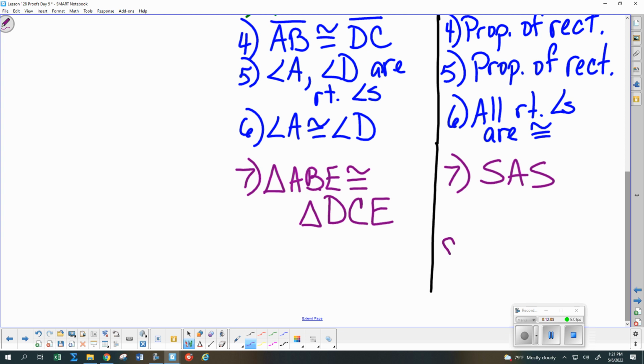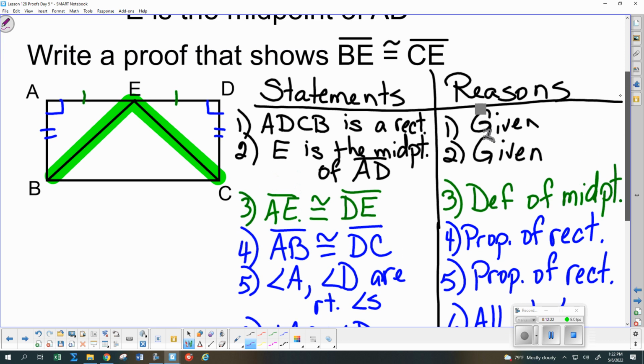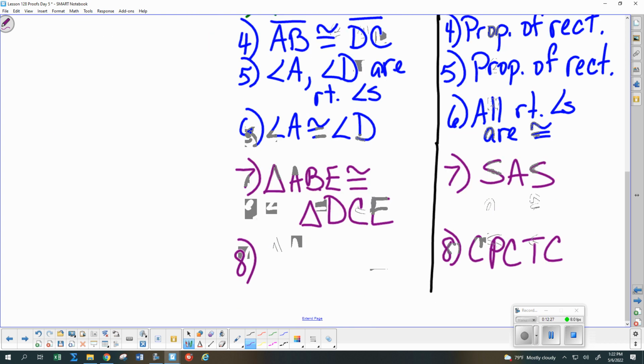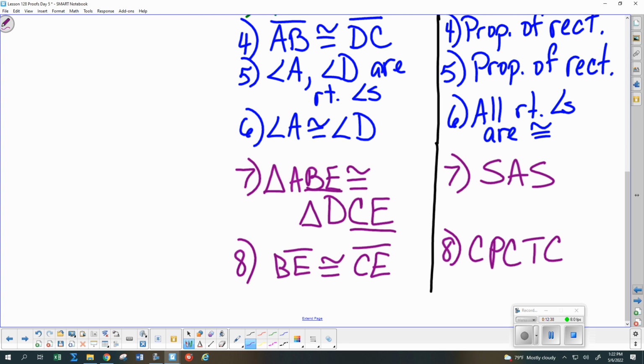Then what's our final reason going to be again? CPCTC. Did we show congruent triangles first? We always have to have that before we can use CPCTC. And let's look back at our statement of what we were trying to show. BE, CE in that order. BE, CE. And does that match? We wrote BE as the second and third letter, and CE as the second and third letter. Anybody with questions on that proof?